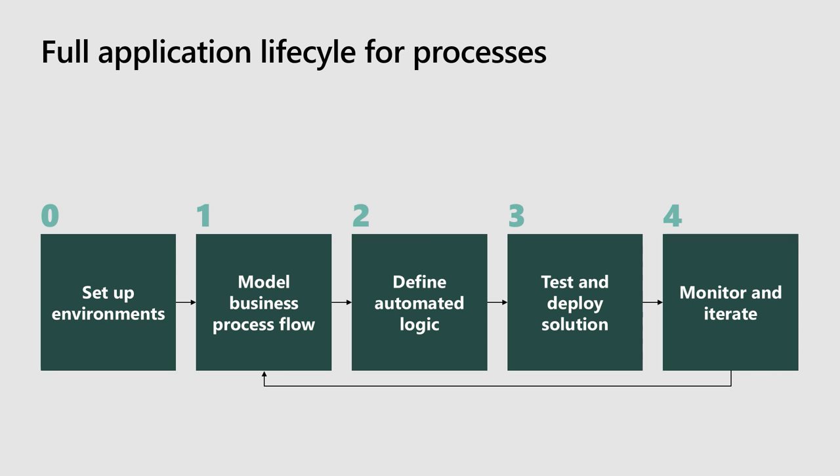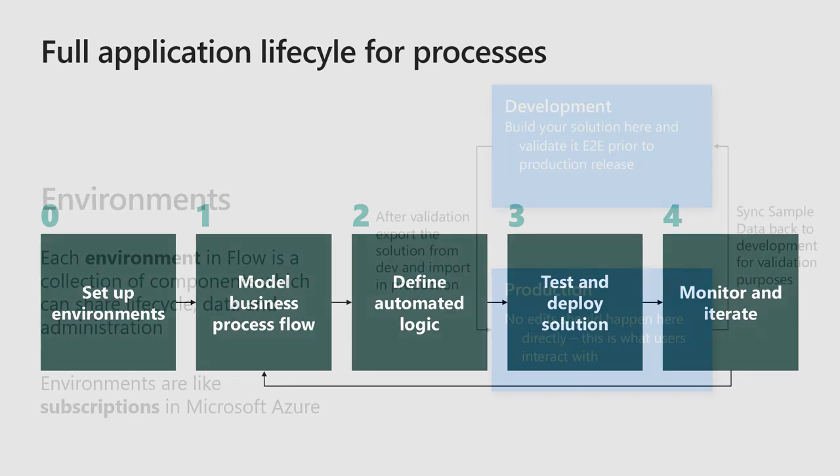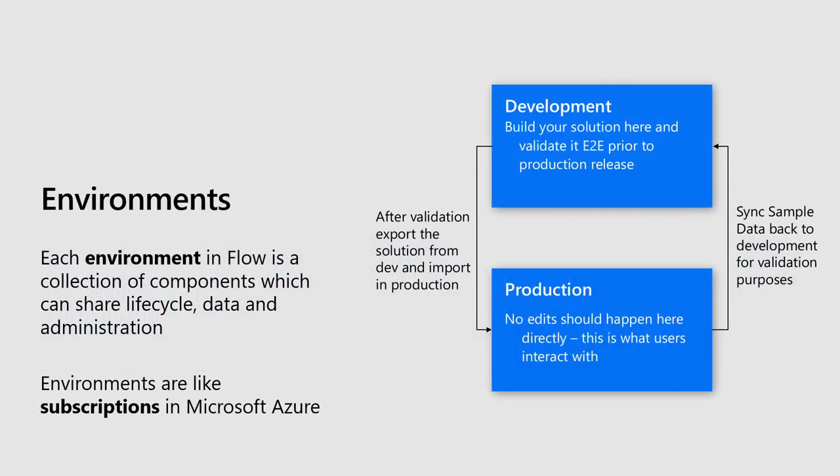So I already spent some time talking about this, but really at its core, the goal with application lifecycle is to make sure that you're testing your things out before you're deploying them to production, and then continuing to iterate. And the way you can do this is by creating a separate development environment from a production environment. So in your development environment, that's where everybody is building their flows, testing things out. And after you've validated that, take that inside a solution and move that to production. And you shouldn't be making any changes there.